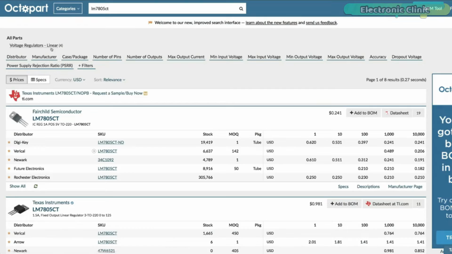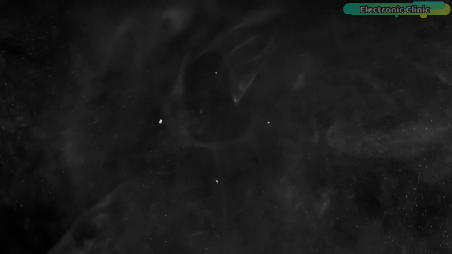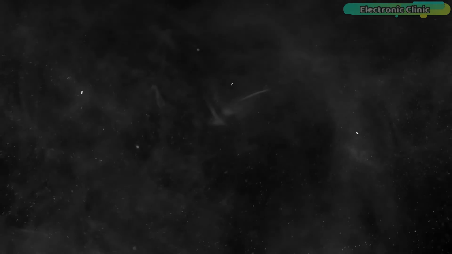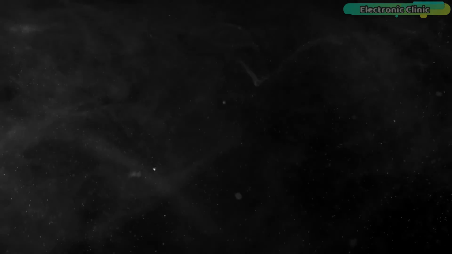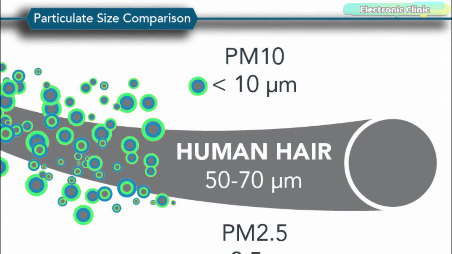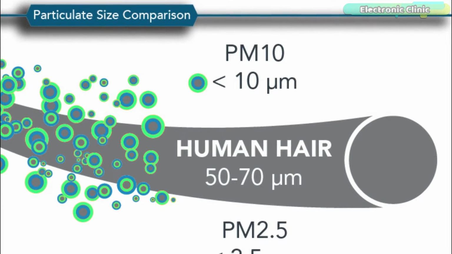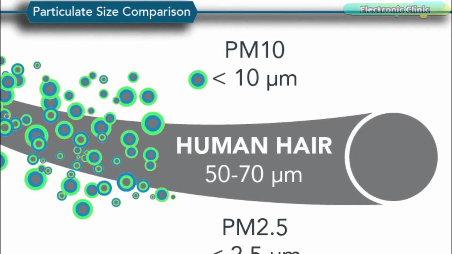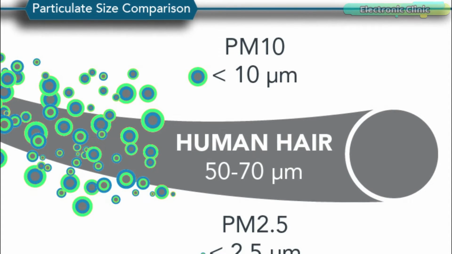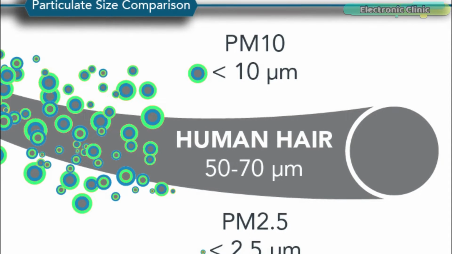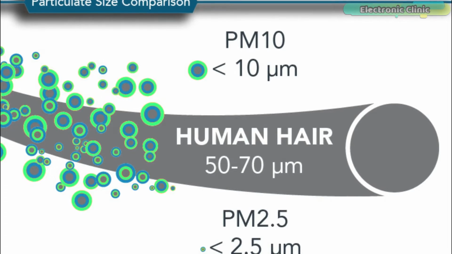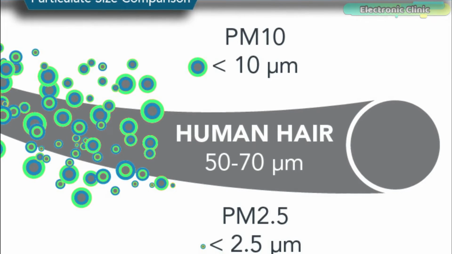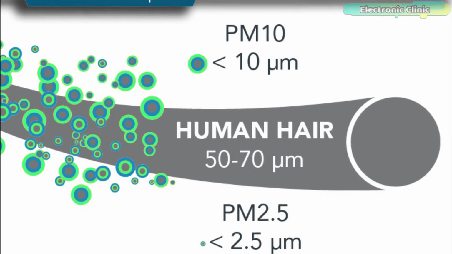When it comes to air quality monitoring, particles are defined by their diameter: PM2.5 and PM10 particles. Now you might be thinking, what are PM2.5 and PM10 particles? Well, PM stands for particulate matter, and it's also called particle pollution. Particles that are 10 microns or less in diameter are called PM10, and particles that are 2.5 microns or less in diameter are called PM2.5.